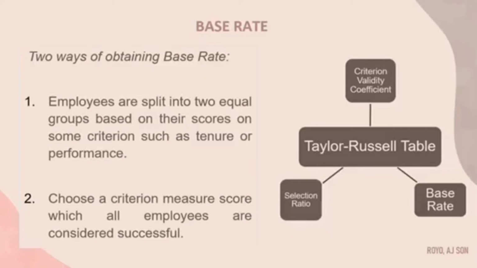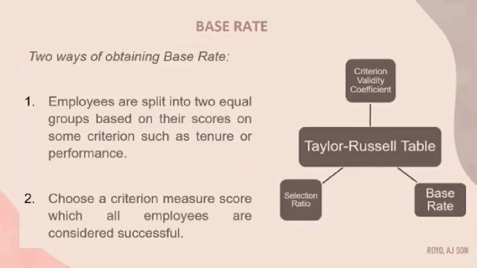Okay, dahil nga sa hinati sa dalawang grupo ang employees, ang isang grupo ay considered successful at yung isang grupo naman ay considered unsuccessful. Ang magiging base rate natin dito ay 0.50 or 50%.